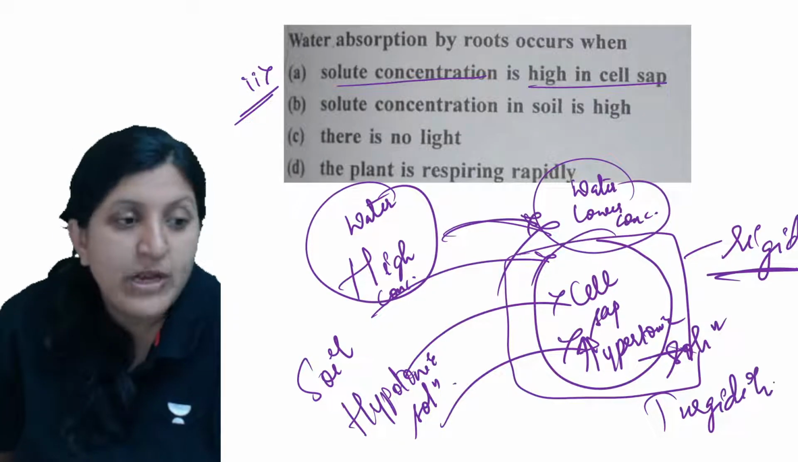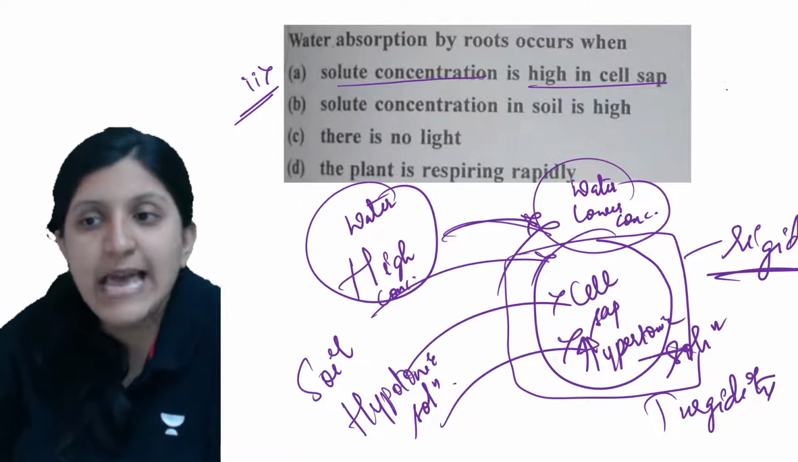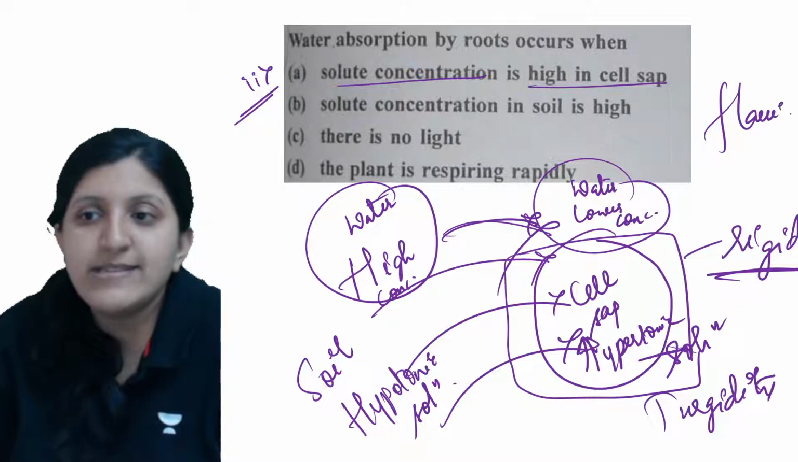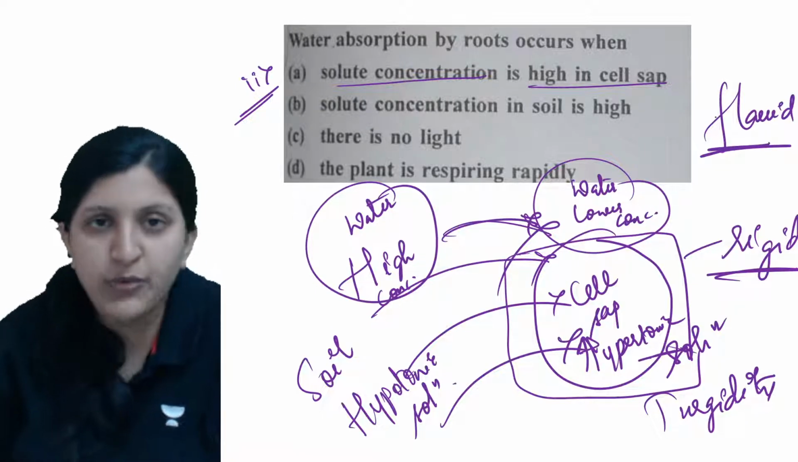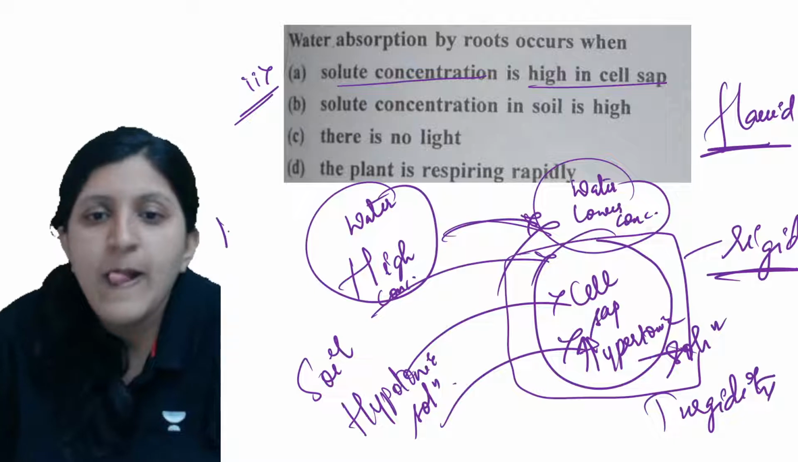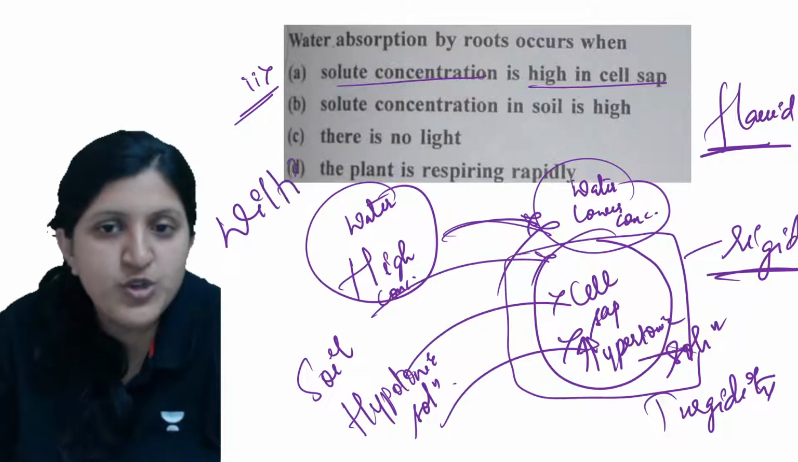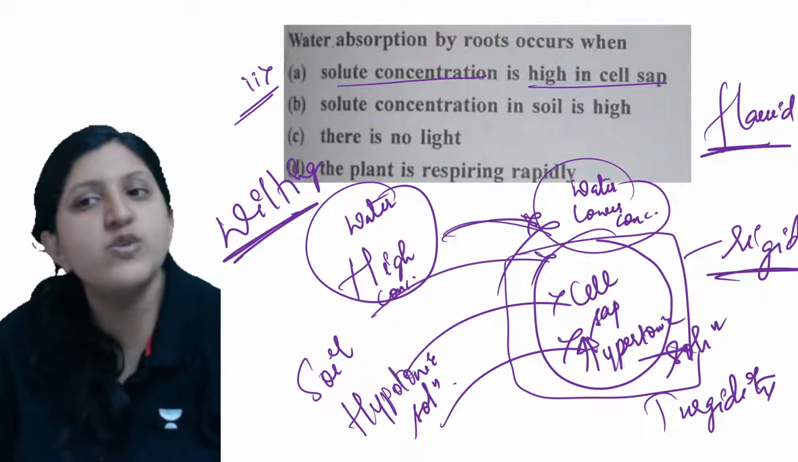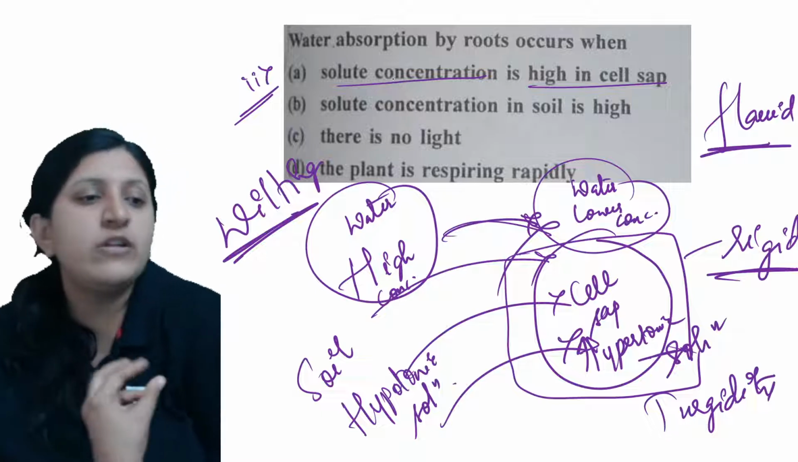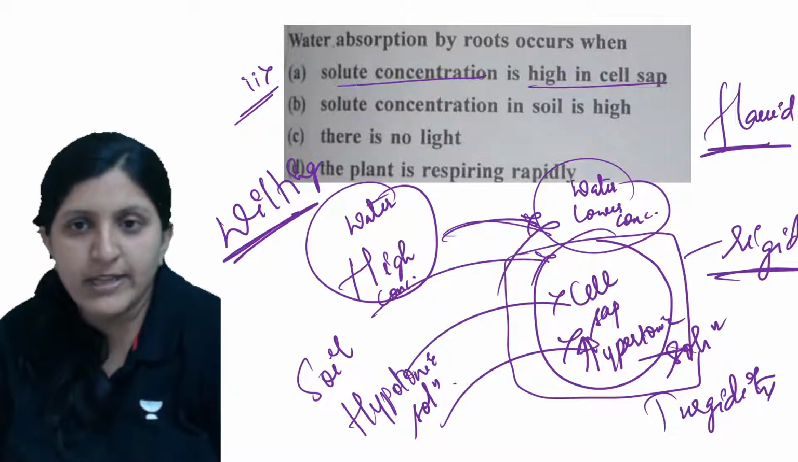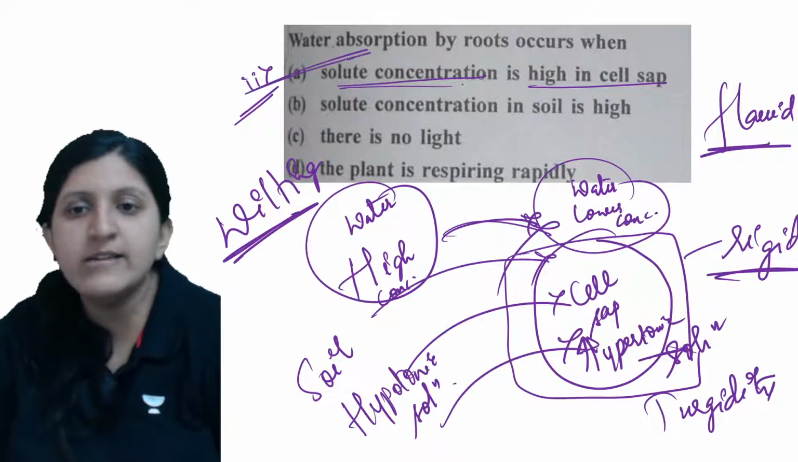Otherwise the cell is going to turn flaccid in nature, that is without the water, and you can see wilting of a plant or drooping down of a plant. The reason being that water is not available there, so solute concentration is high in the cell sap.